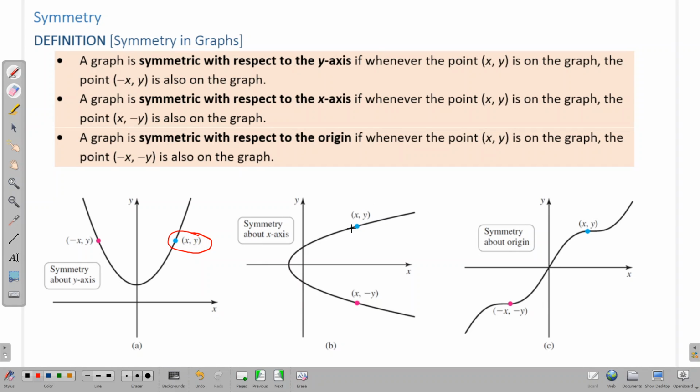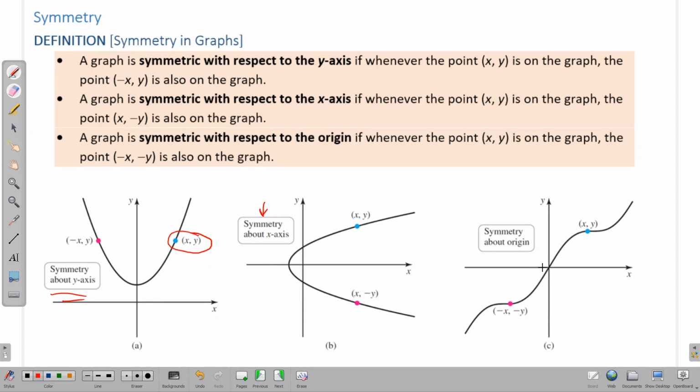All right, then symmetry about the x-axis. Similar idea: if you fold it over the x-axis, it falls on itself, or whenever the point (x, y) is on the graph, the point (x, negative y) is also on the graph. Now we don't see this as much because we're typically dealing with functions of x. Later on in the year we will start dealing with graphs like this, but at the beginning this is not going to be as common. So this never can happen if y is a function of x. So we're going to see this much more often than this.